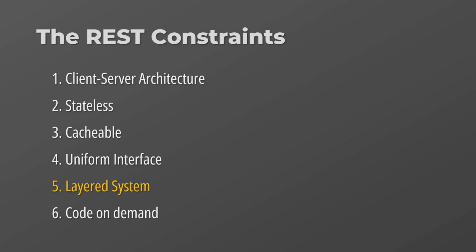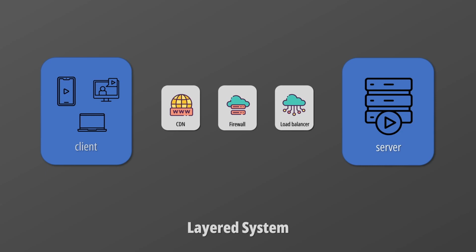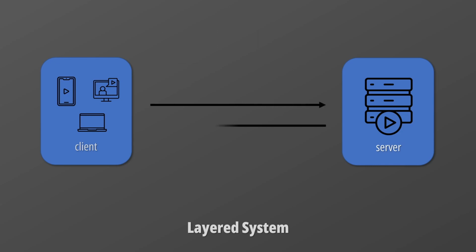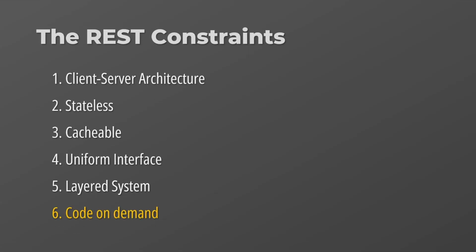The next constraint we have in REST is a hierarchical layer system, where each layer cannot see beyond the surrounding layers. We could add CDNs, firewalls, load balancers, API gateways, but that should be transparent to the client, which is only bound to comply with the uniform interface. The final requirement is code on demand, which is optional.